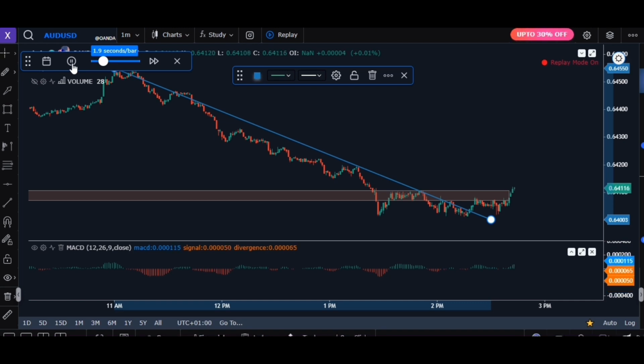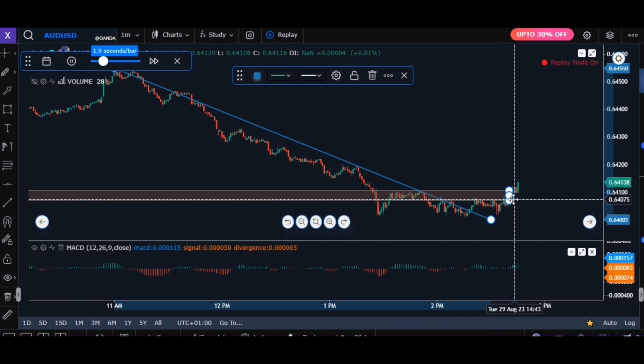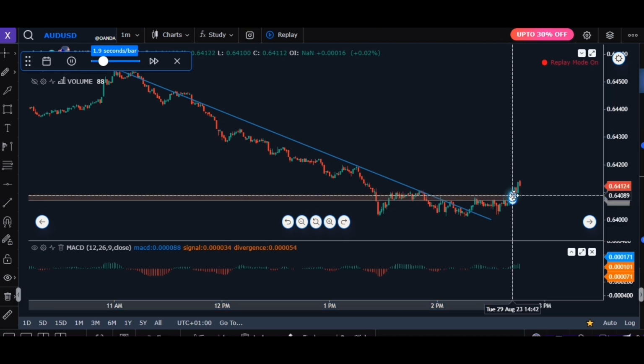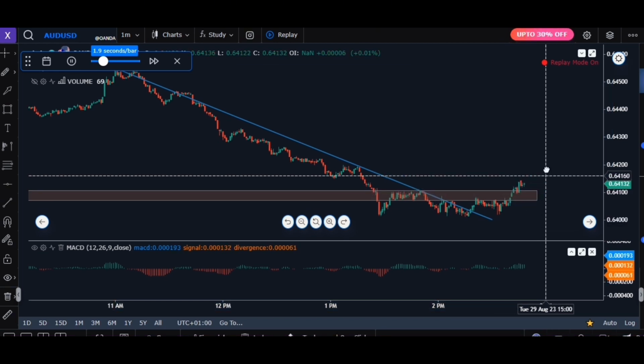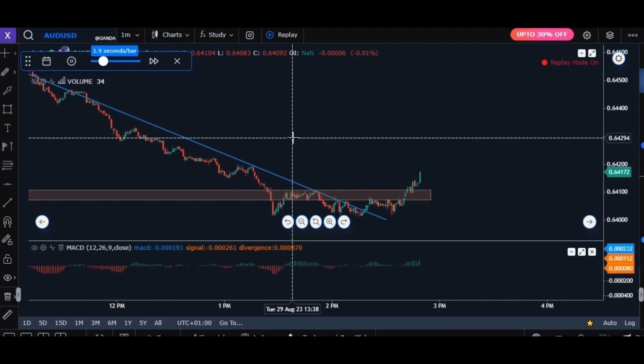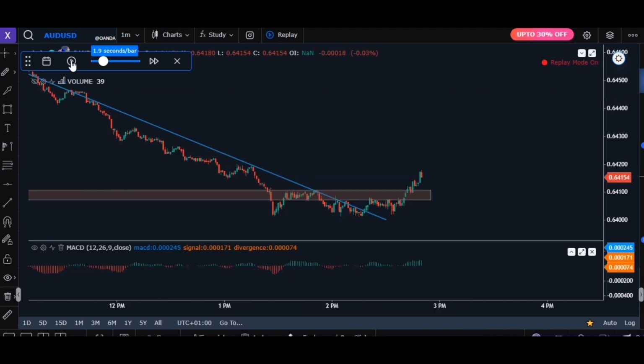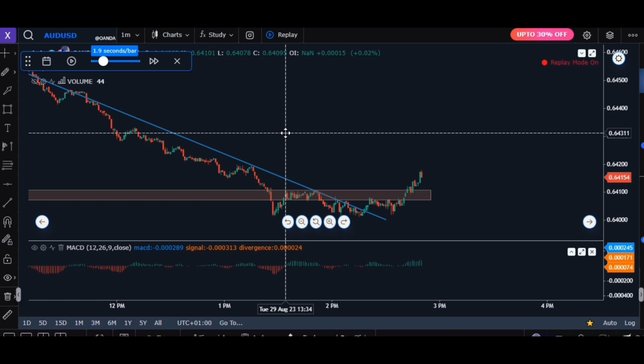Okay, I think we had a break. It's consolidation. We've gotten a break from the resistance right now. So now, after you've gotten the break, what you need to do is wait for a retest before you enter. After I see the break, you don't just jump into the trade. No, you need to wait for a retest to that zone.